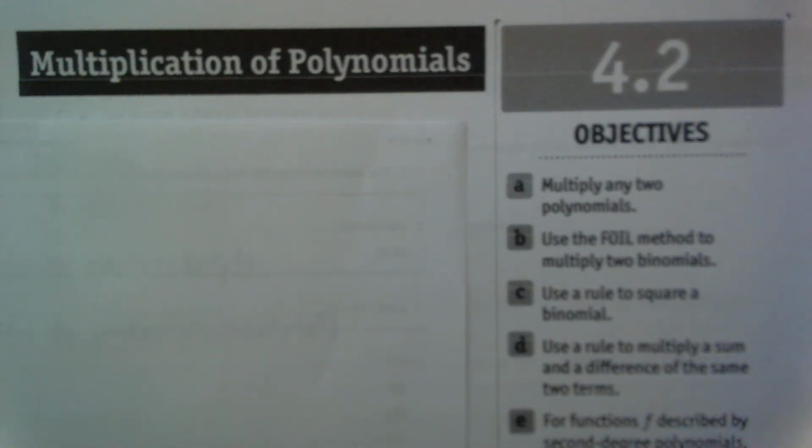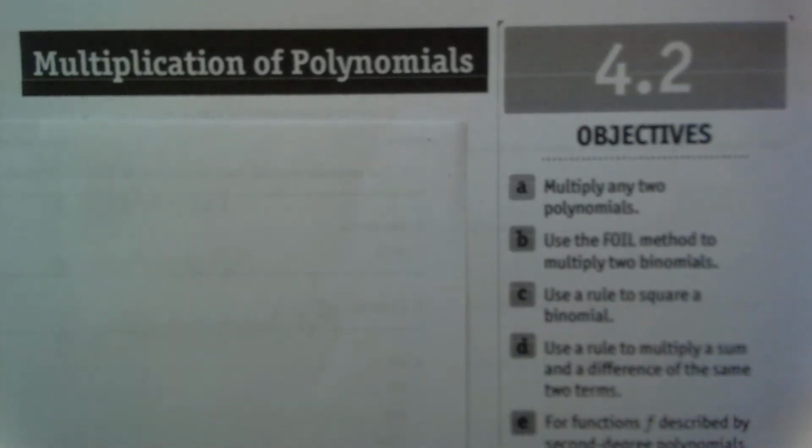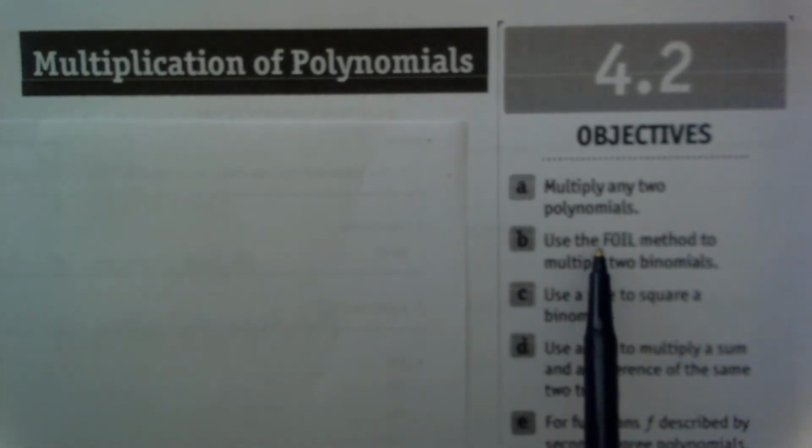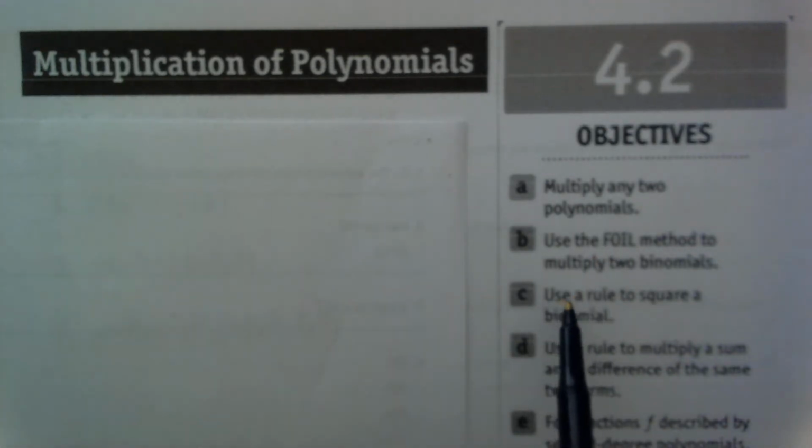This is section 4.2, multiplication of polynomials. There are actually five objectives here. One would be multiplying any two polynomials, and then using the FOIL method, which I may skip, and I explain why.